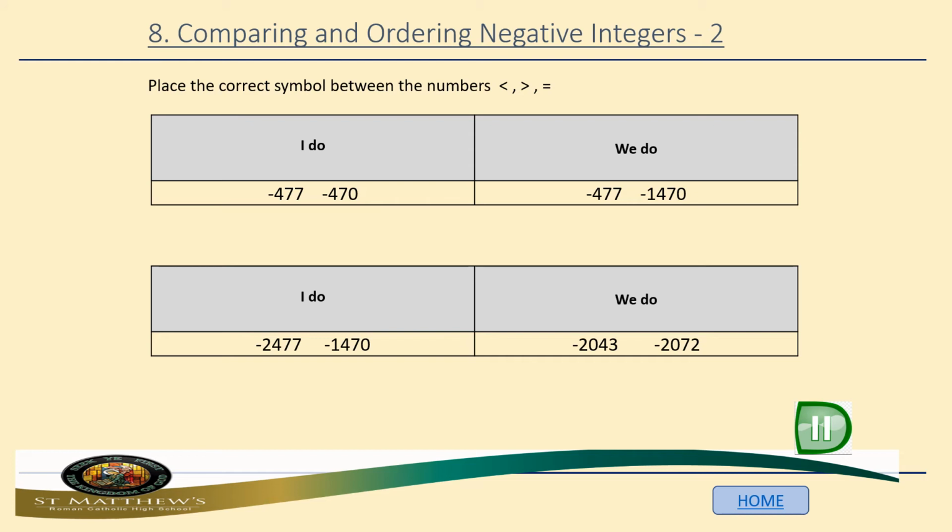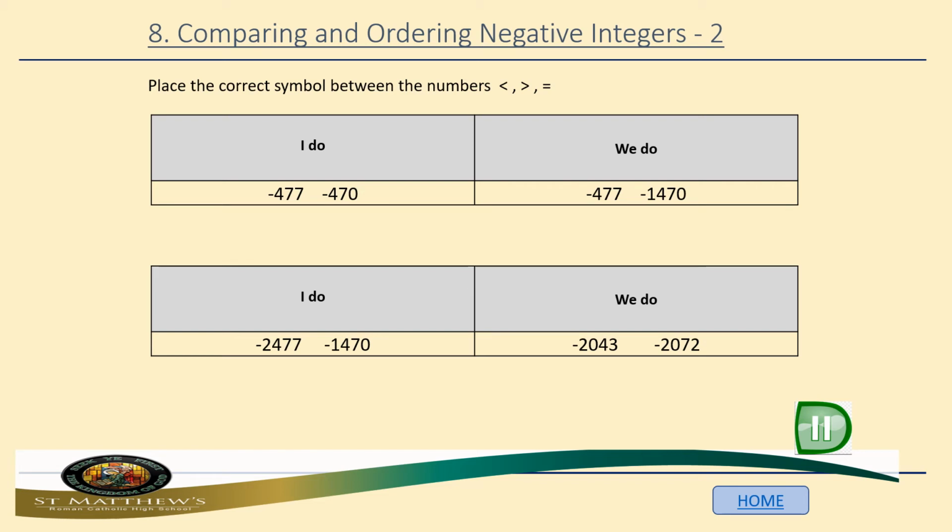Now we will compare two negative integers. I do bit, you will do the we do bit in your books. Okay, so I need to compare minus 477 and minus 470. Like I said, there are 3 ways of going about it. First of all, thinking which of them is closer to 0, that's the bigger number. So in this case, it's going to be minus 470.